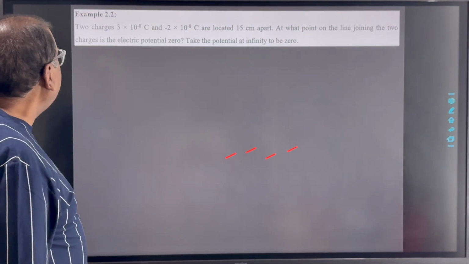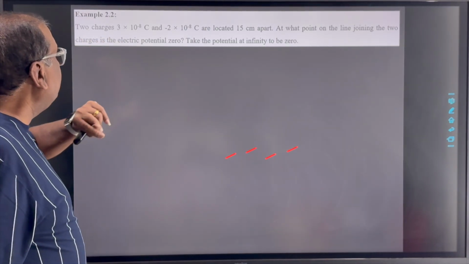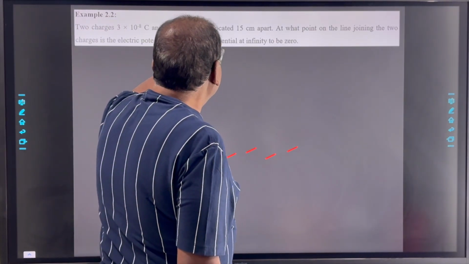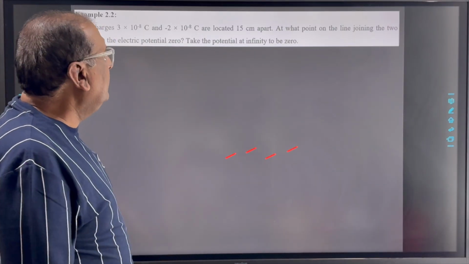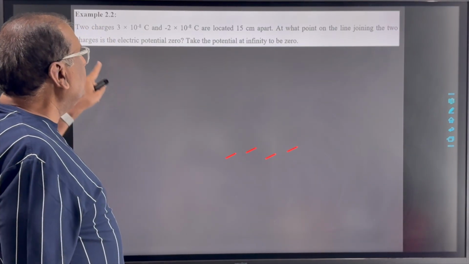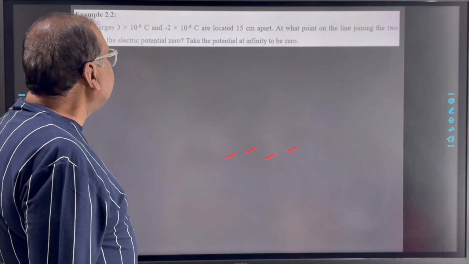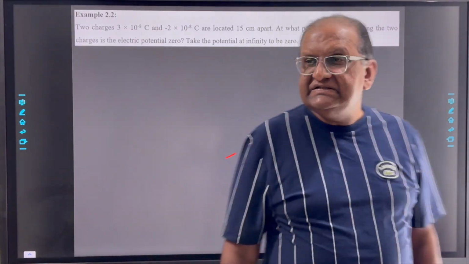Now example 2.2. Two charges 3 into 10 raised to minus 8 coulomb and minus 2 into 10 raised to minus 8 coulomb are located 15 centimeter apart. At what point on the line joining the two charges is the electric potential 0? Take the potential at infinity to be 0.